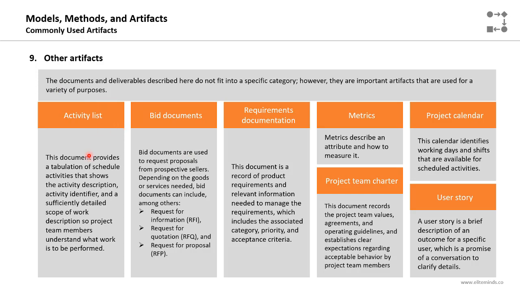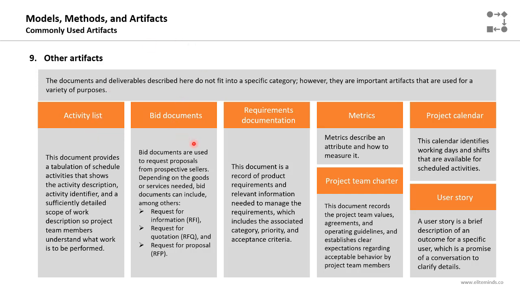Starting with the activity list, which is a document that provides a tabulation of scheduled activities that shows the activity description, activity identifier, and sufficiently detailed scope of work description, so project team members understand what work is to be performed. So simply, it's a list of all the project activities. It's an output of the defined activities process.